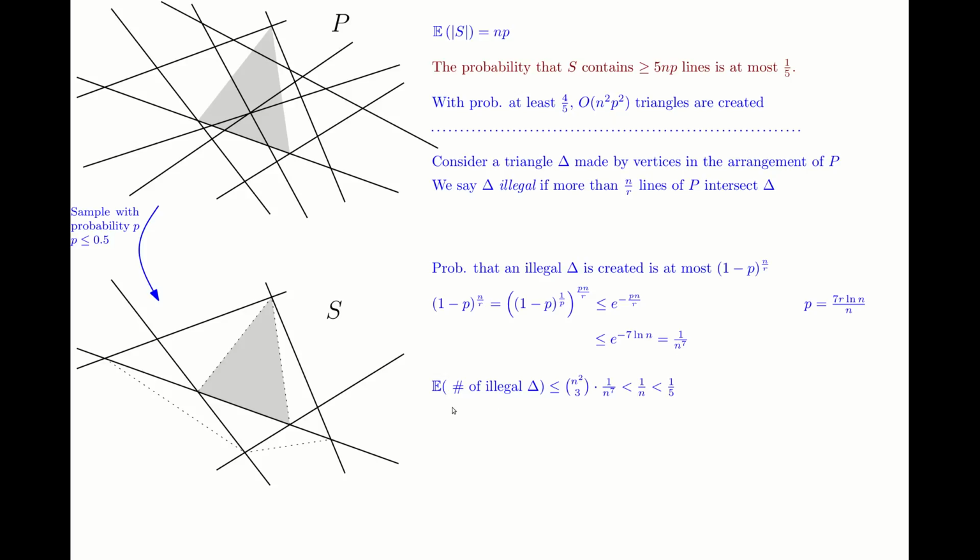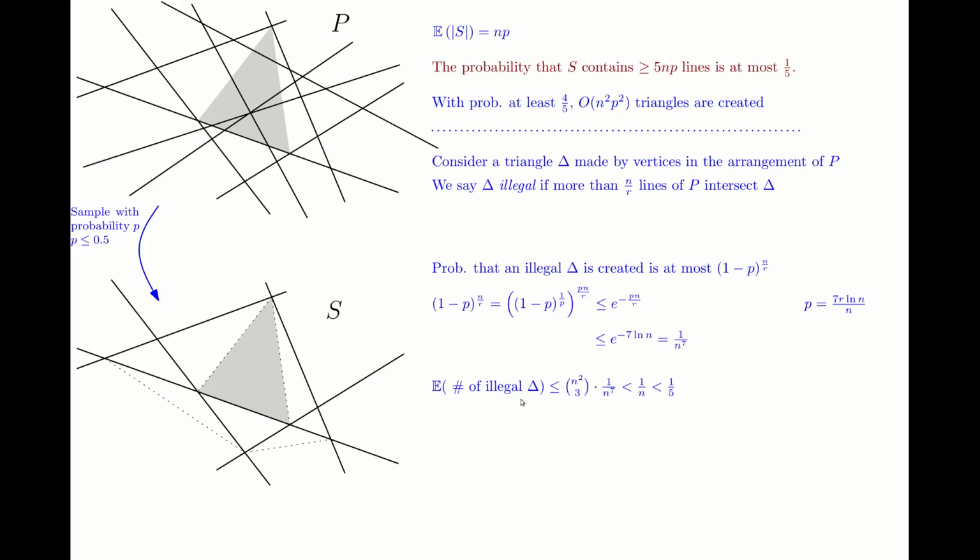And now if we count the expected number of illegal triangles, we can get the following bound. This is the maximum number of illegal triangles. Notice that this is an absolute bound on the total number of triangles that we can create by picking 3 vertices of the arrangement P. The arrangement P has at most n squared vertices, and this counts the maximum number of ways we can pick 3 vertices and connect them to get a triangle. This term here is bounded by n to the 6 times 1 over n to the 7, which is at most 1 over n, which we can assume is at most 1 over 5, since n we can assume is bigger than 5.